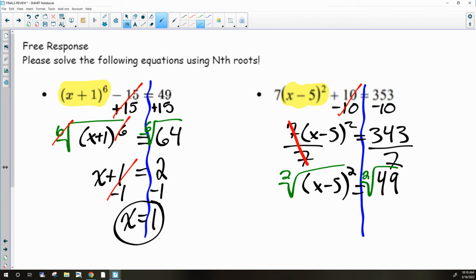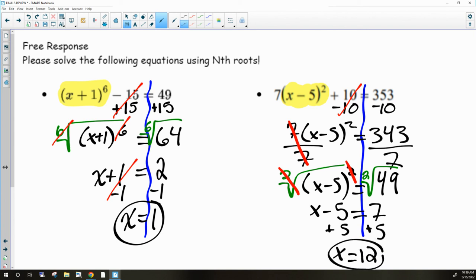Again, why do we choose a second root? Because it matches the power. So the second root and the second power cancel. We're left with x minus 5 equals the square root of 49, which is 7. One step away. We just need to add the 5. x equals 12. Yep, that is your answer, and you are done.